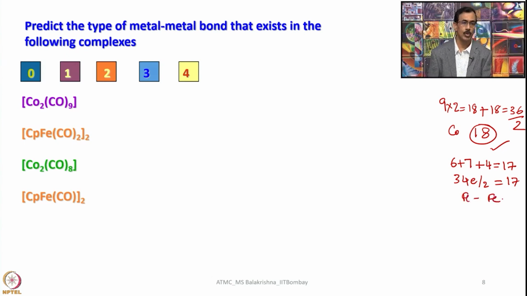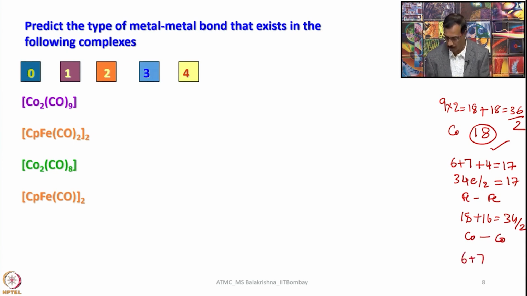Now, let us look into Co2(CO)8. It is again 18 plus 16 electrons now. So, that means again 34 divided by 2, again you need a cobalt to cobalt single bond. Then look into the last case here. In this case again 6 electrons are there and 7 are there, but 1 carbon monoxide per metal, so 2 are there. So, that means 15 are there. 15 means you need 3 more electrons, so that probably there is a triple bond between 2 metal atoms.